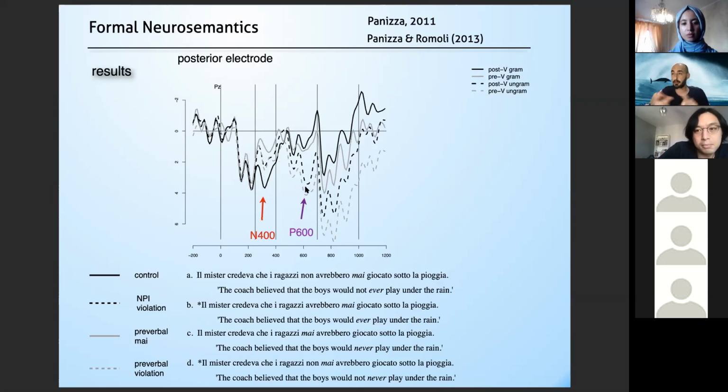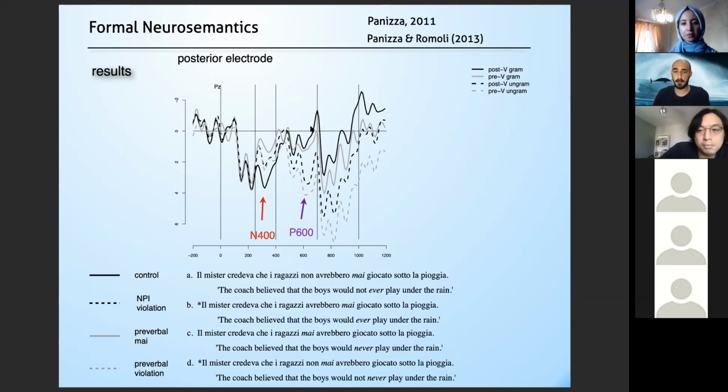Now, there are two beautiful things to appreciate here. Again, the interaction in the N400 with the maximum effect for the grammatical condition, but also the fact that in the posterior P600, you have the two anomalous conditions patterned together, but now the pre-verbal mai condition, which is in fact grammatical, does not give you a posterior P600. And this is good because this is a grammatical sentence. So you would not expect it to give you a sign of ungrammaticality.